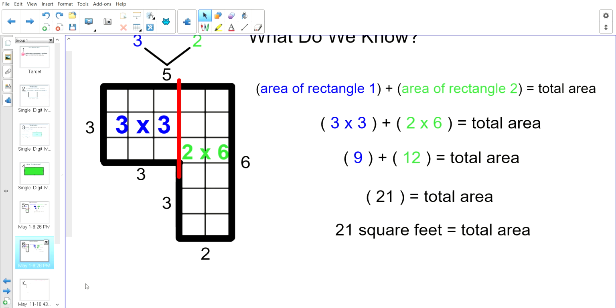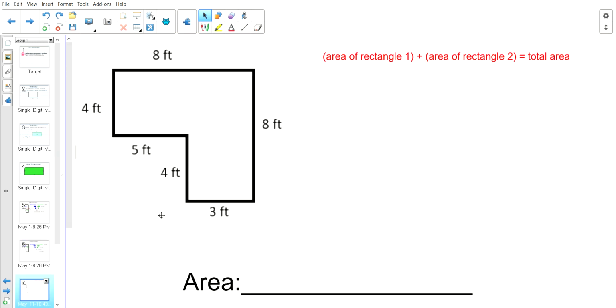Let's take a look at another example. Now, third grade, it's going to be your turn to do the work with me. Let's look at this rectilinear figure. How could I decompose this rectilinear figure into smaller rectangles? Take a moment and see if you can find 2 ways we could decompose this rectilinear figure. Excellent. I'll bet you found 2 different ways.